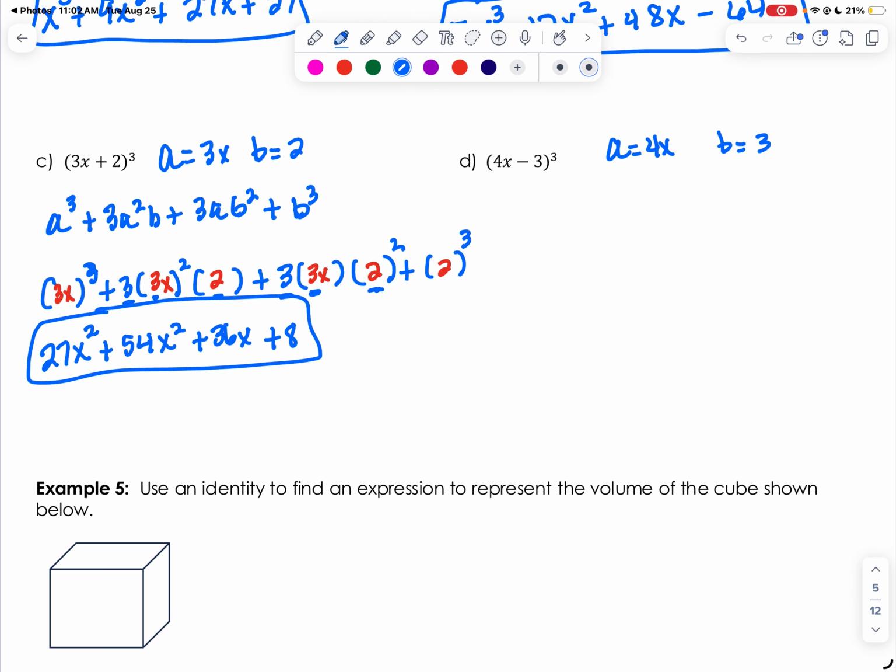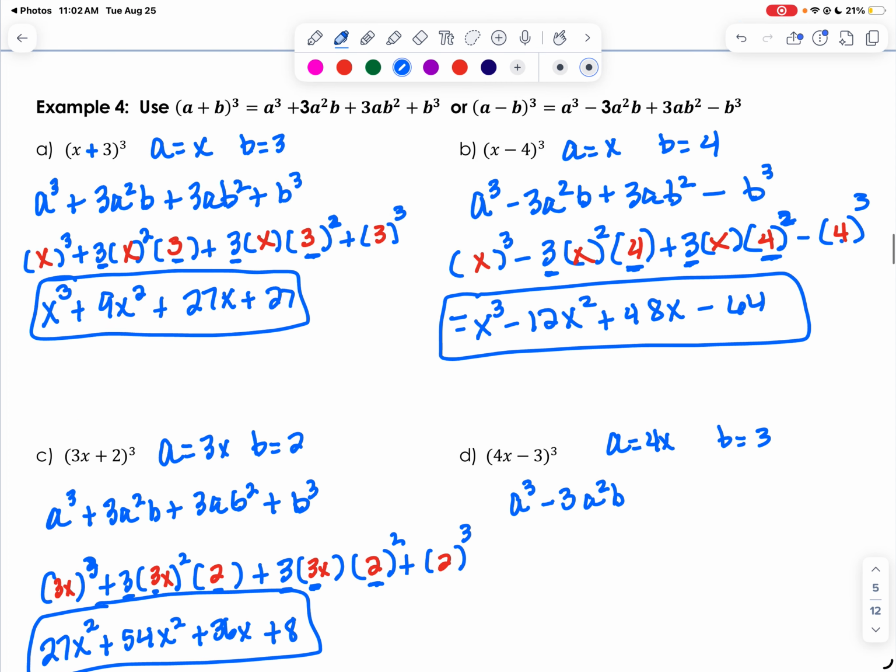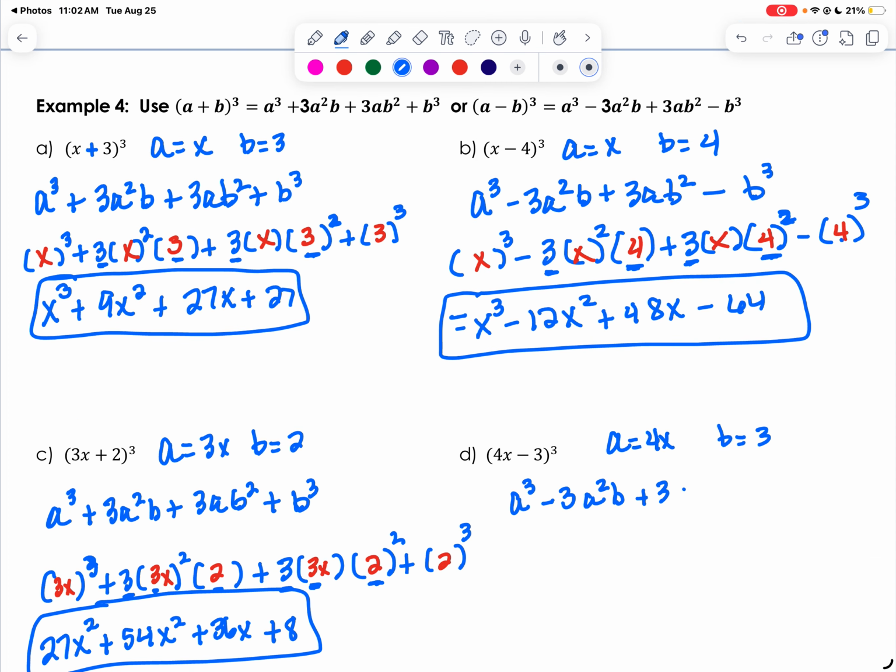The identity I used was a cubed minus 3a squared b plus 3ab squared minus b cubed. So let's replace all these variables with parentheses. And I will plug in a 4x here, here, and here, and a 3 here, here, and here.